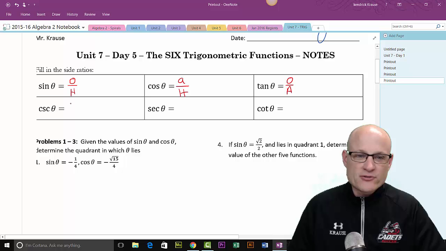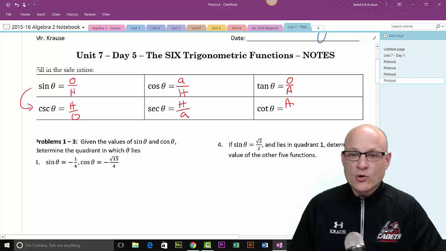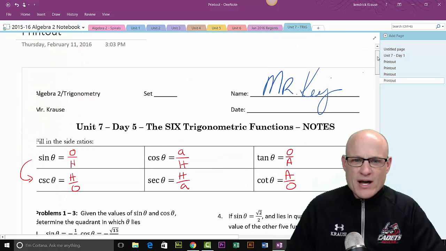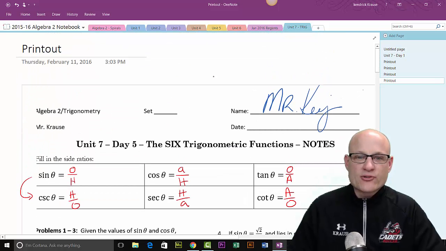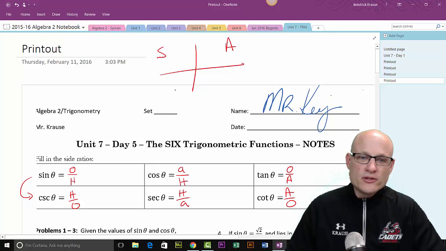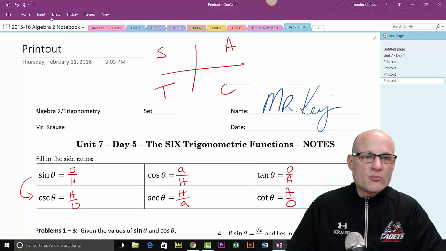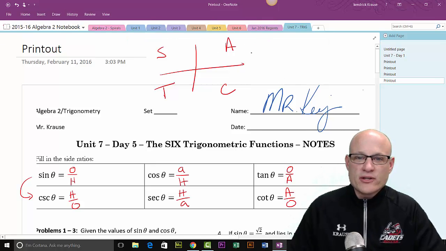These are the reciprocal functions. So if sine is O over H, cosecant is H over O, secant is H over A, and cotangent is A over O. Not too difficult. And while I'm here, let me remind you of something else that you learned the other day, and that was all students take calculus.